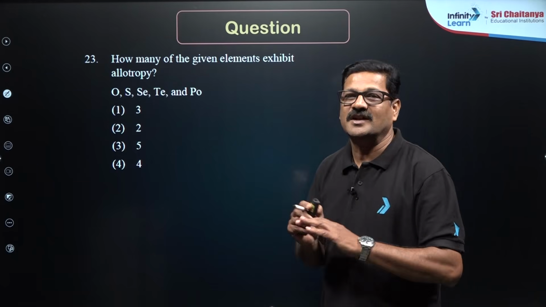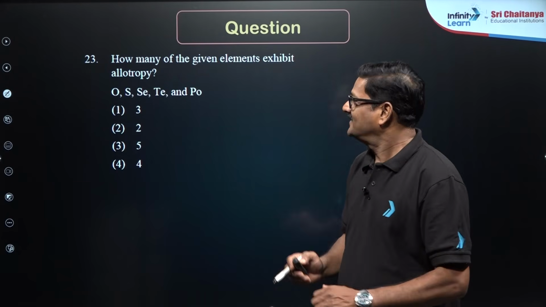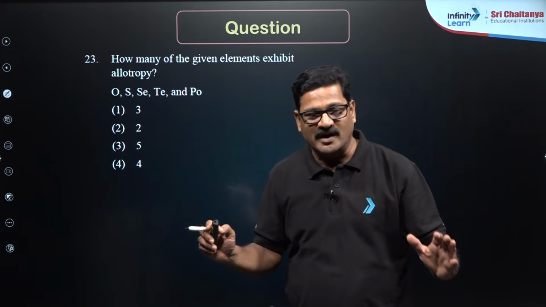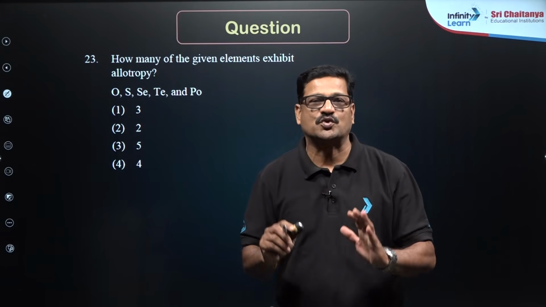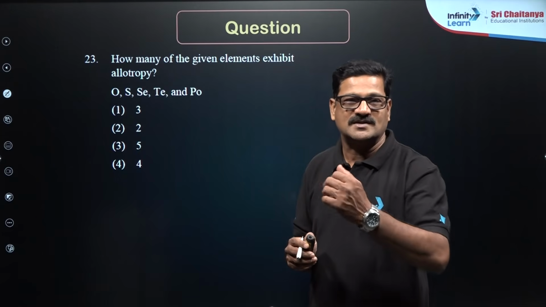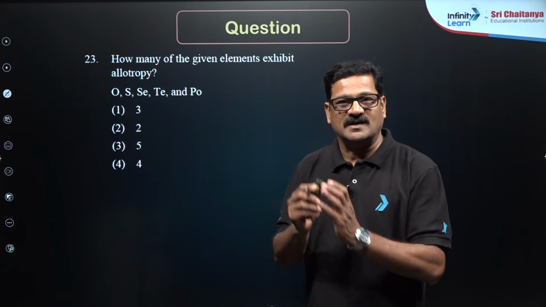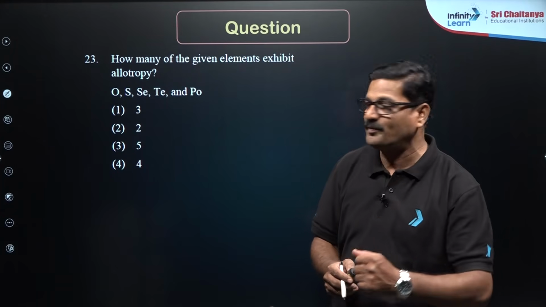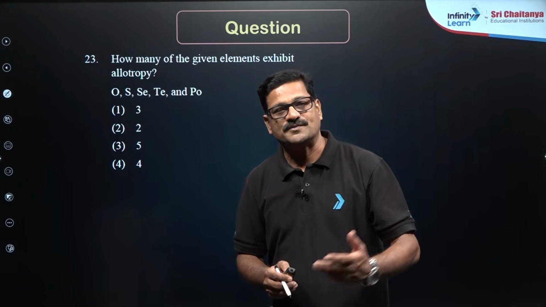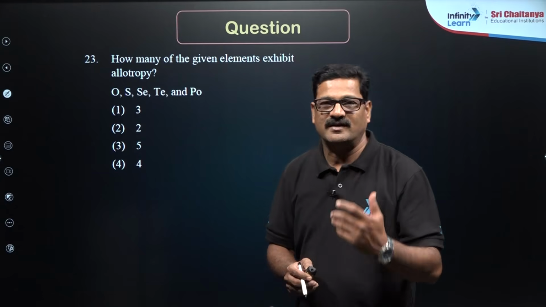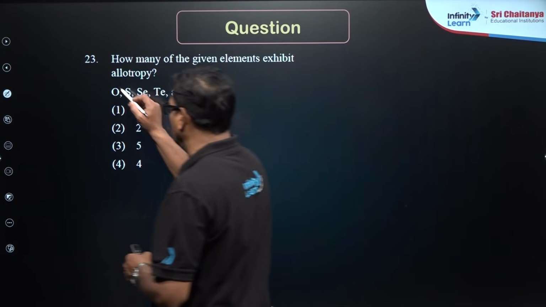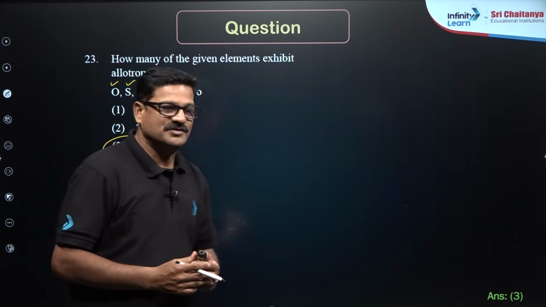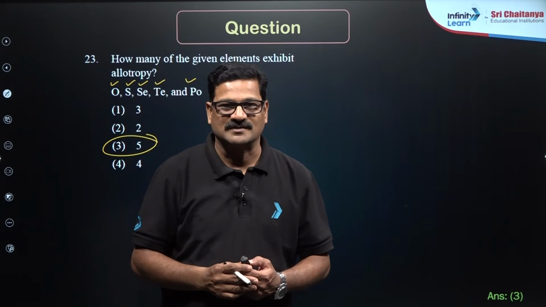Here it is, general introduction of chalcogens. So how many of the given elements exhibit allotropy? All elements in group 16 show allotropy. Say oxygen, it exists as O2 gas as well as O3 ozone. Sulfur shows various allotropes, rhombic, monoclinic, and so on. So all the elements in the chalcogen family show allotropy. Option 3 is the correct answer for this question.